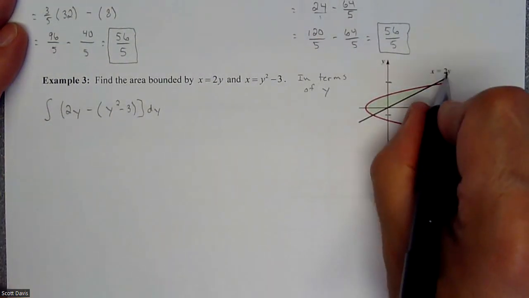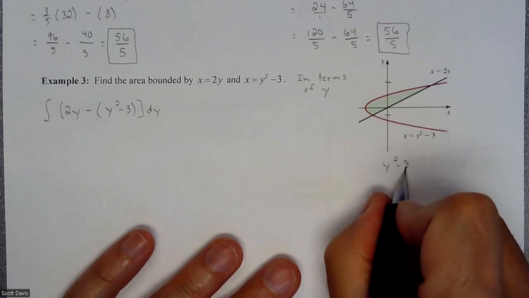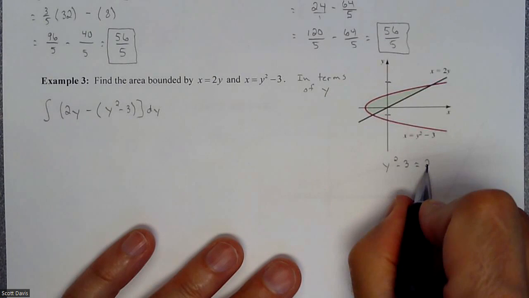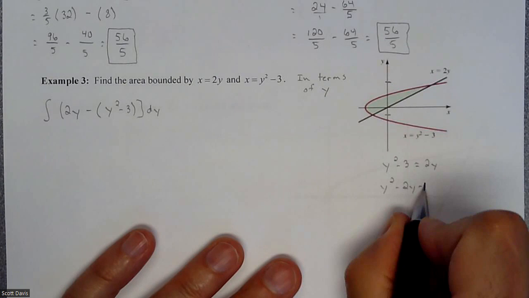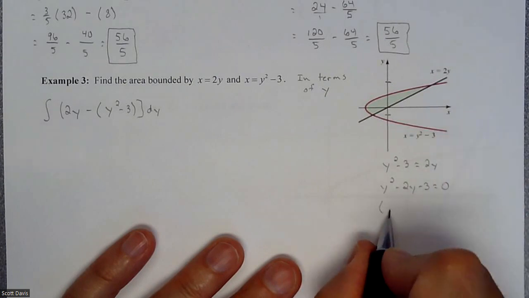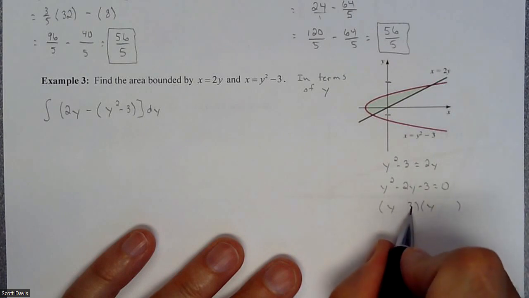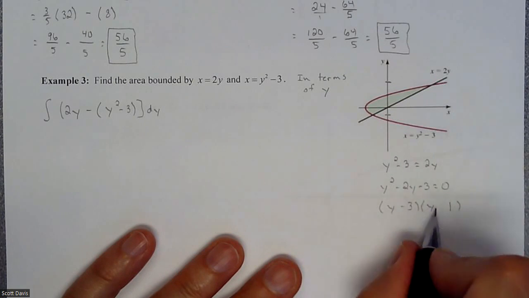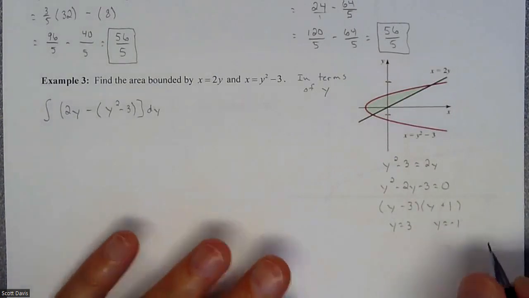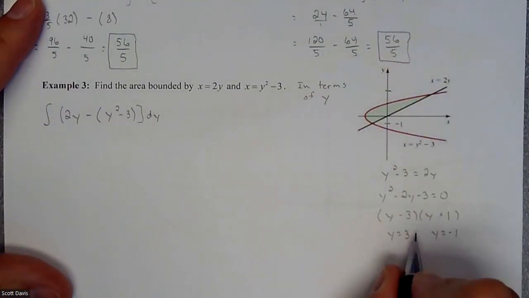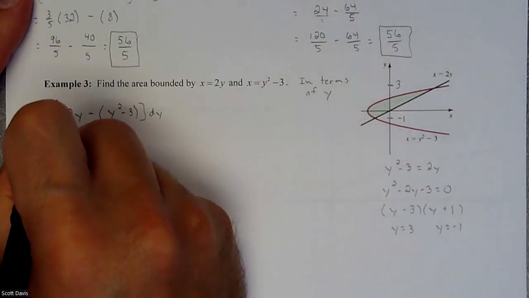So that is us taking these two equations and setting them equal to each other. So the y squared minus 3 needs to be set equal to the 2y. We'll subtract the 2y over. So y squared minus 2y minus 3 equals 0. We'll factor. Multiply to negative 3, add to negative 2: y equals 3, y equals negative 1. So that's a negative 1, that's a 3. So negative 1 to 3.